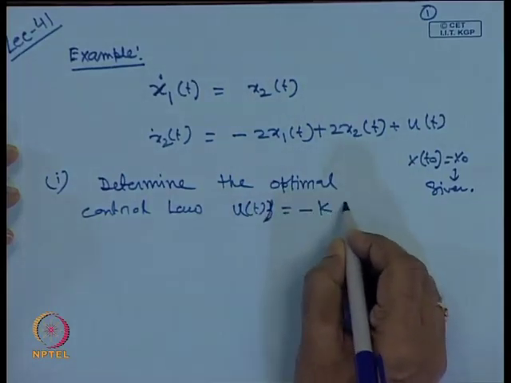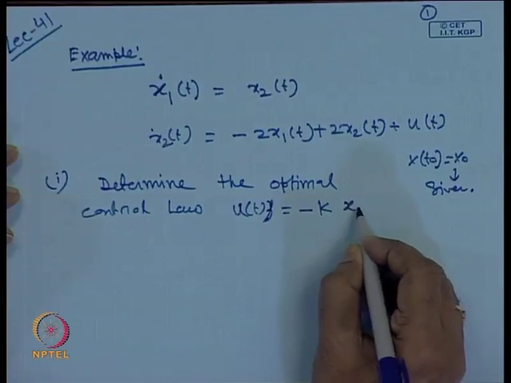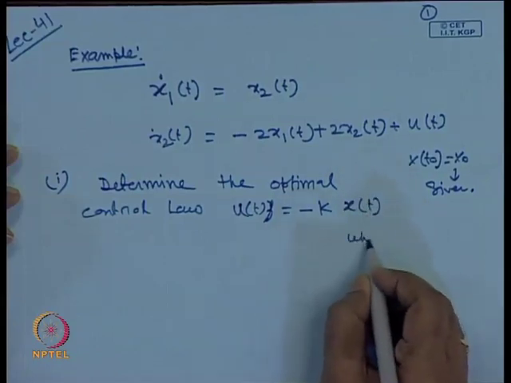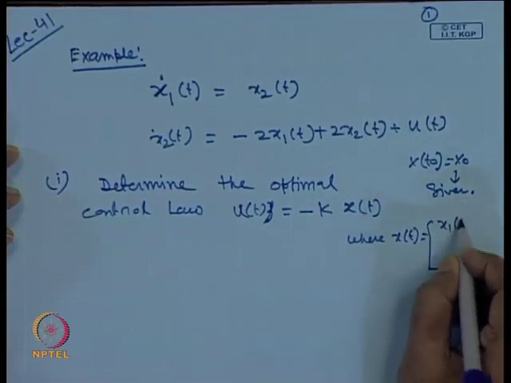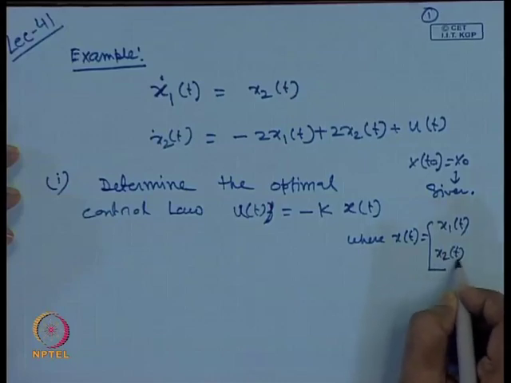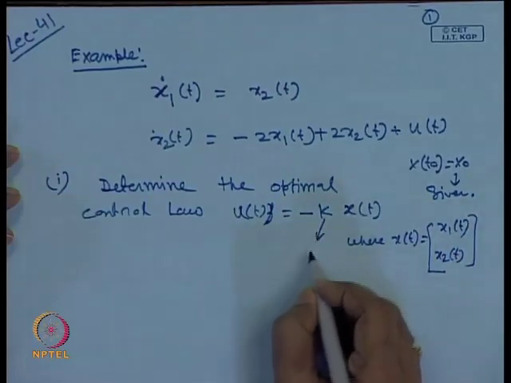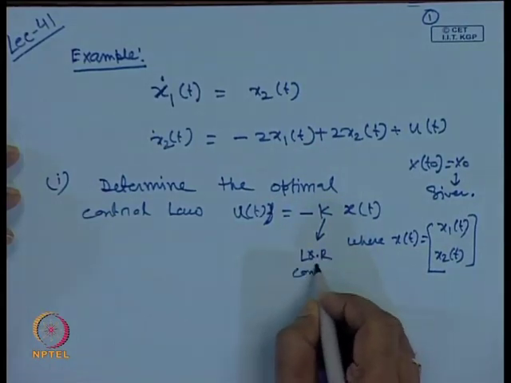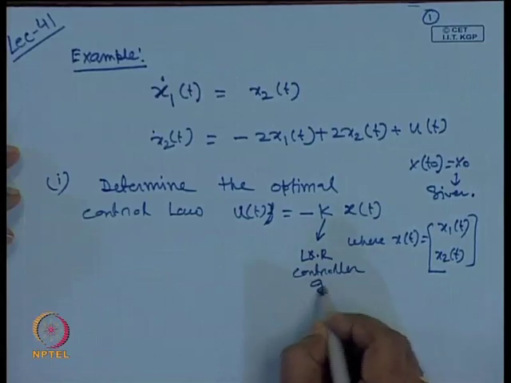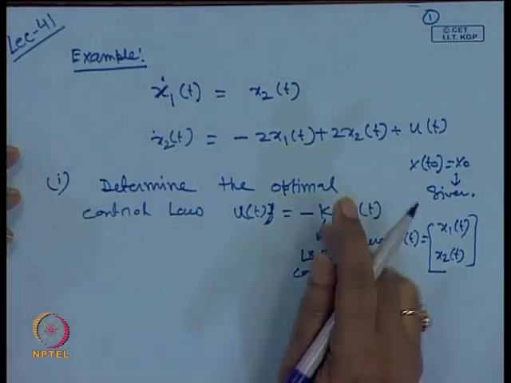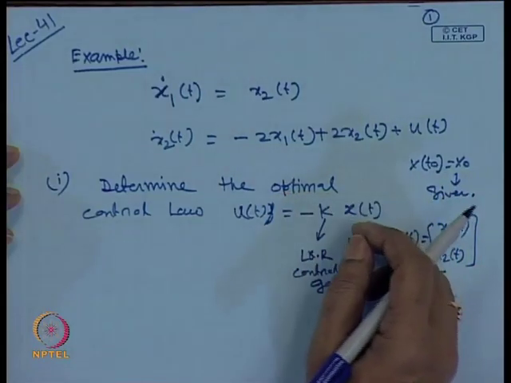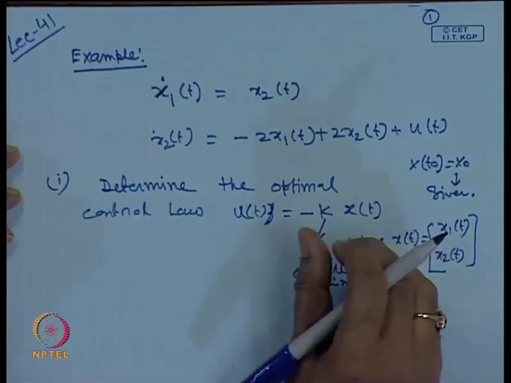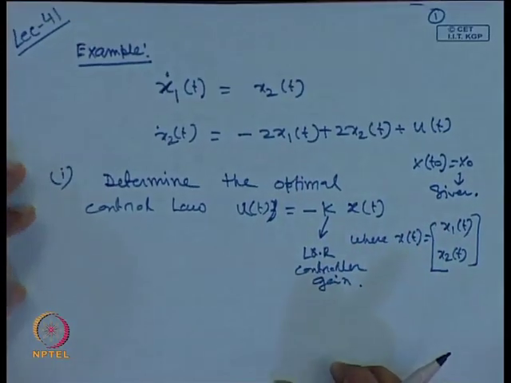minus K into x of t, where x of t is the vector of the two states, x1 of t and x2 of t, and K is the LQR controller gain. It is nothing but a state feedback. We take a linear combination of the states, which we know from the system, and that gives you the control law u.